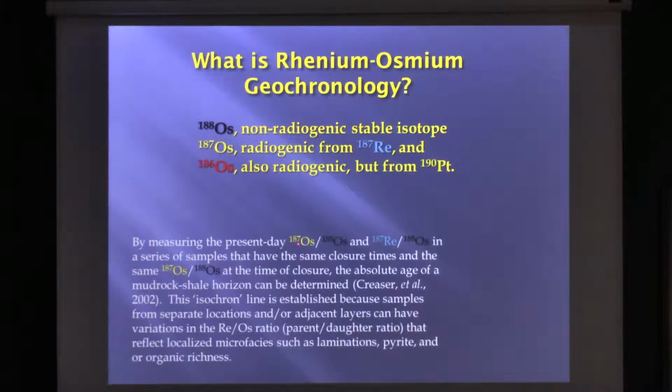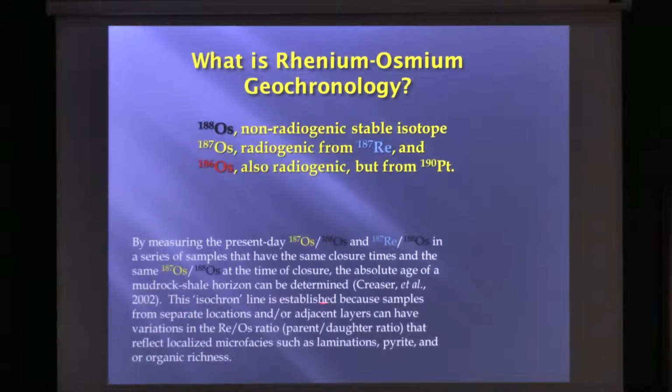By measuring the present-day osmium-187/188 ratio and rhenium-187/osmium-188 in a series of samples that have the same closure times, that is, deposited on the seafloor at the same time, and the same osmium-187/188 at the time of closure, which varies through geologic time as different rocks are buried and uplifted and weathered, the absolute age of a mud rock shale horizon can be determined. This is the foundation work of Creaser.